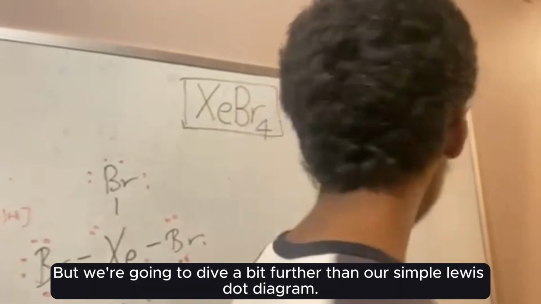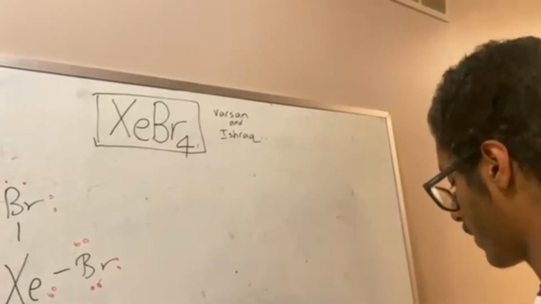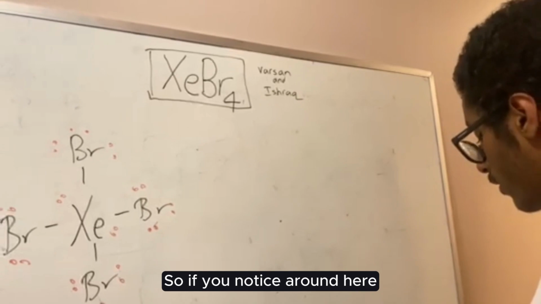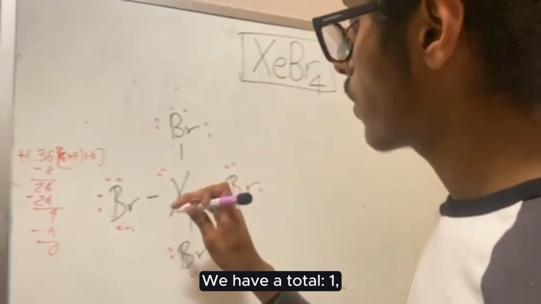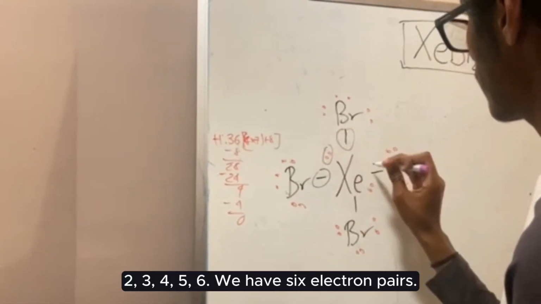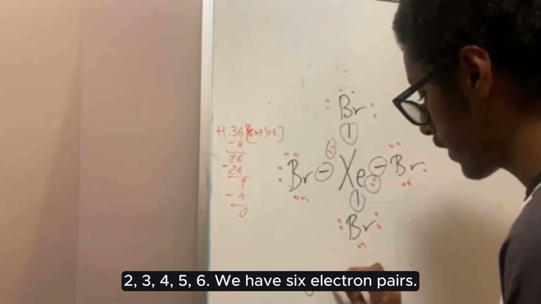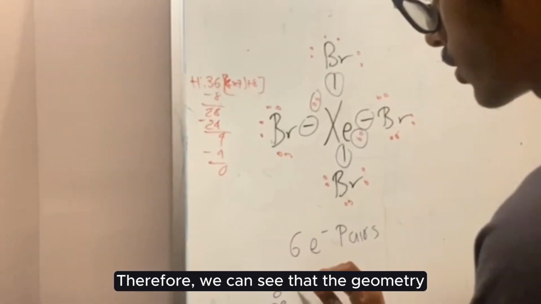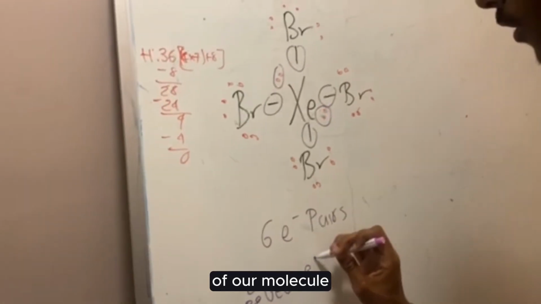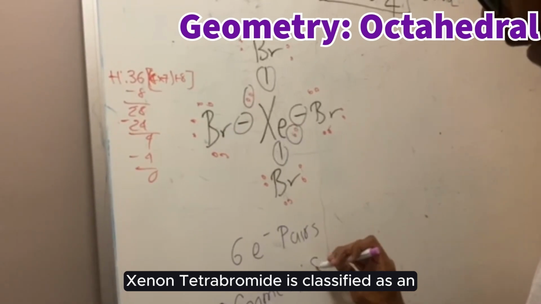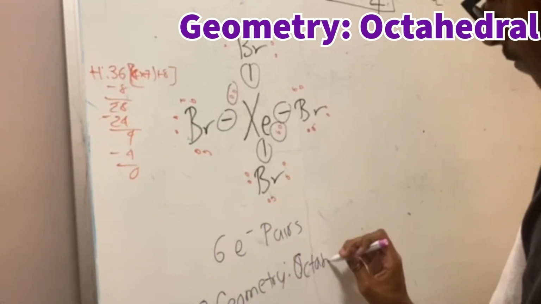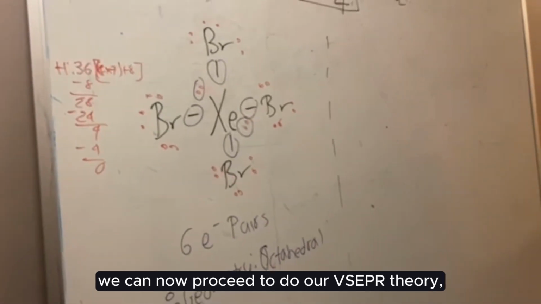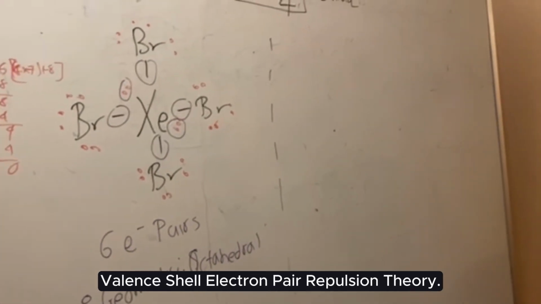But we want to dive a bit further than our simple Lewis dot diagram, into bonds and our valence electrons. In fact, we want to see our molecule in 3D. So if you notice around here, we have a total of 1, 2, 3, 4, 5, 6. We have 6 electron pairs. Therefore, we can say that the geometry of our molecule, xenon tetrabromide, is classified as octahedral. Having said this, we can now proceed to valence shell electron pair repulsion theory.